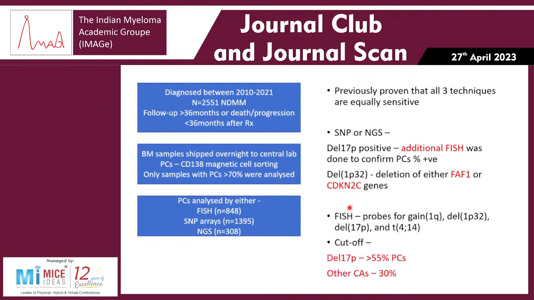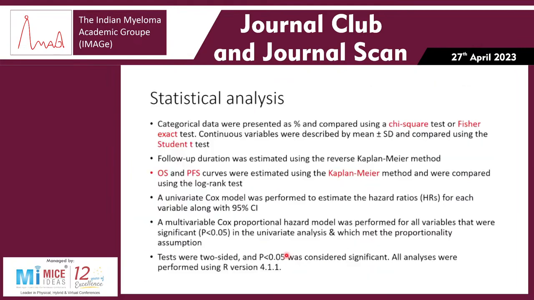On FISH, probes were used for gain 1q, deletion 1p32, deletion 17p, and translocation t(4;14). Only a minority of patients had FISH results available for t(14;16) and t(14;20). The cutoff for 17p deletion was more than 55% plasma cells to be labeled as 17p deletion positive, whereas it was 30% for all other cytogenetic abnormalities. And subsequently, patients with deletion 1p32 were compared with those without.